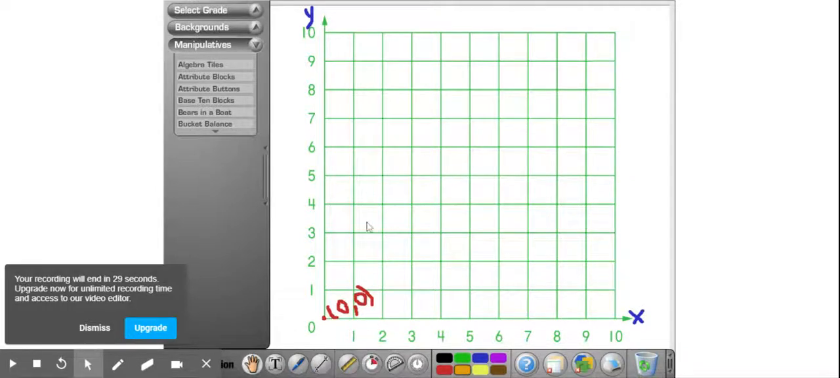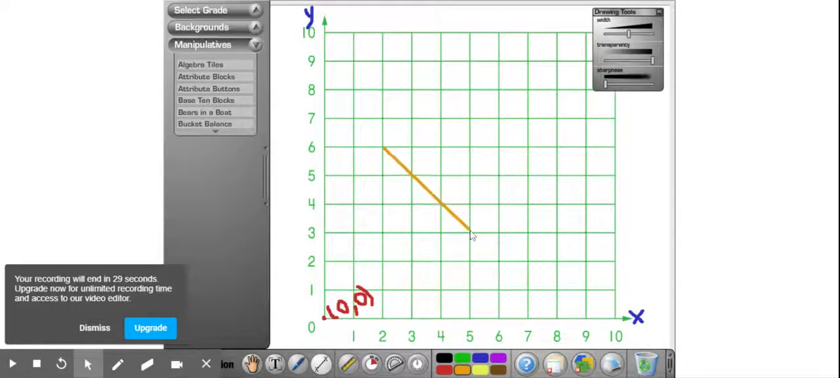But what if I wanted to identify the points of a 2D shape? First, I'm going to draw a 2D shape here. So here's our shape, and I'm going to identify the points of this shape.